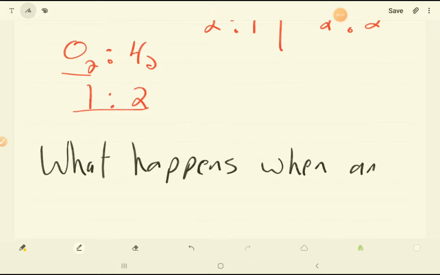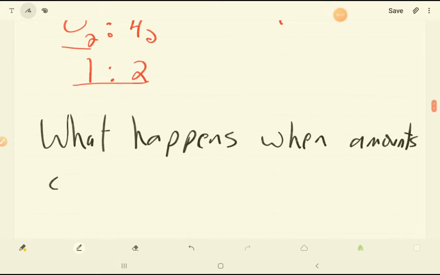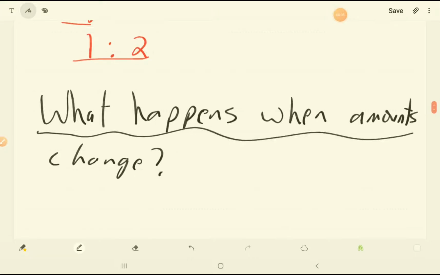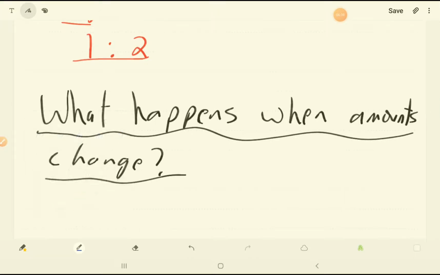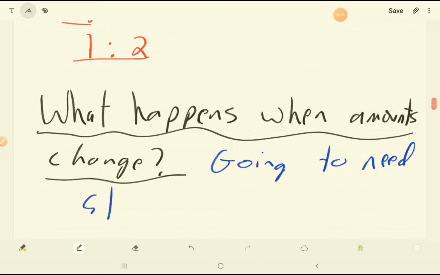So what happens when amounts change and we increase these reactants to a more usable amount in a real world setting? Well, this is when we're going to need stoichiometry. And remember, just like in making pancakes, the recipe amounts, right?